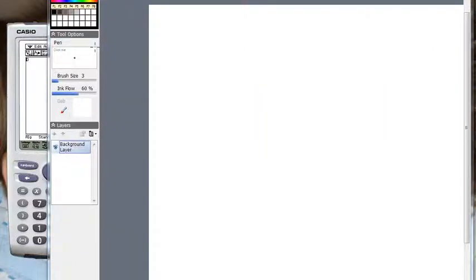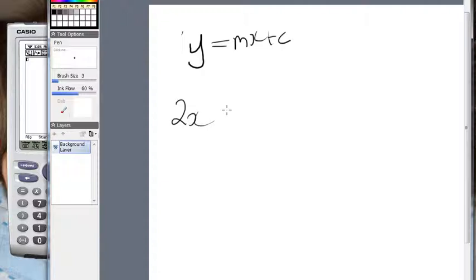What we're going to do is plot a linear relation on our ClassPad, and we'll find the x and y intercepts of that particular graph. First things first, to plot a relation on our ClassPad, we need to have y the subject. That is, we need to have our relation in the form y equals. It doesn't necessarily have to be mx plus c, just has to be y equals. So let's take the relation 2x plus y equals 3.